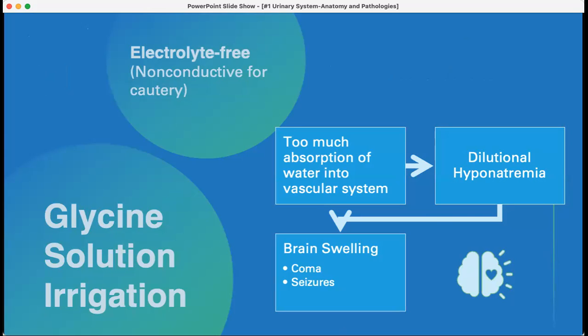But during this TURP, when they ream out the prostate, they open up vessels. And if they take too much time, they can pump this hypotonic glycine solution into the vascular system. Too much pure water without electrolytes causes low sodium of the blood. And that in turn will cause brain swelling, coma, seizures, and potentially death.